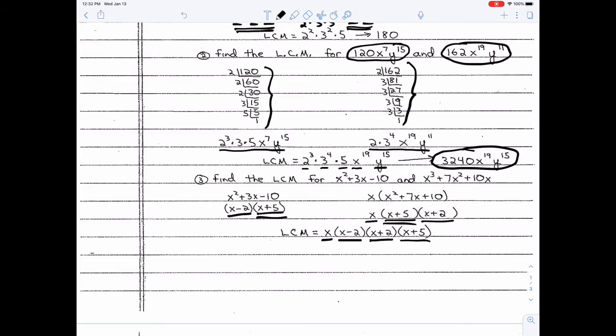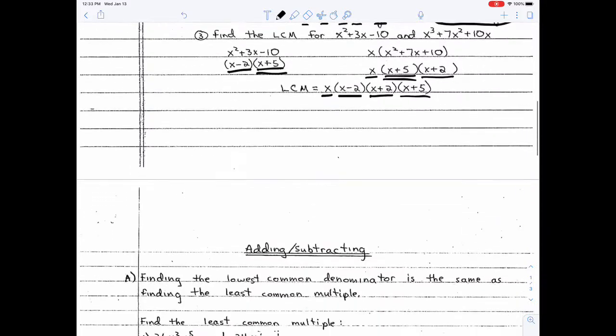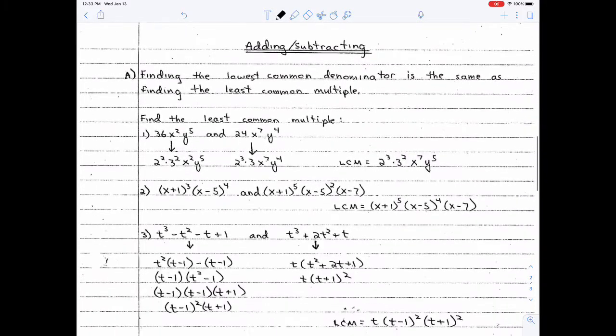So if we had an addition problem, with the first denominator being x squared plus 3x minus 10, and the second denominator being x cubed plus 7x squared plus 10x, then this thing that I've got here, x times the quantity x minus 2 times the quantity x plus 2 times the quantity x plus 5, that would be the lowest common denominator. Okay, now, how do you add then? The thing I just finished going through is how you find the lowest common denominator.